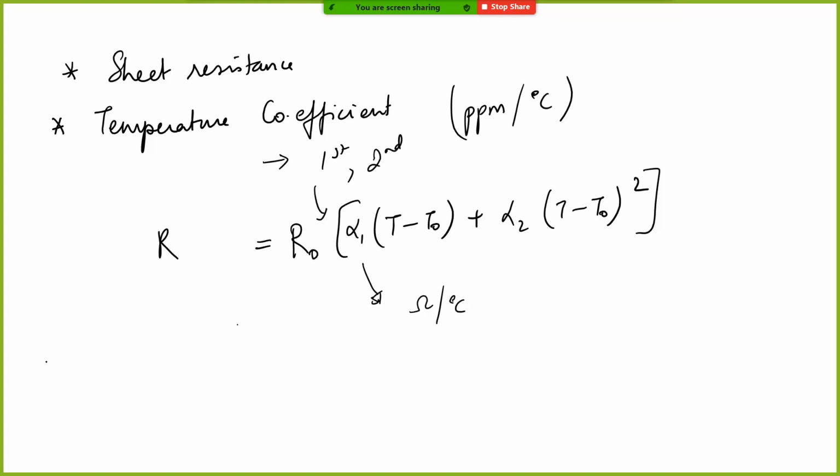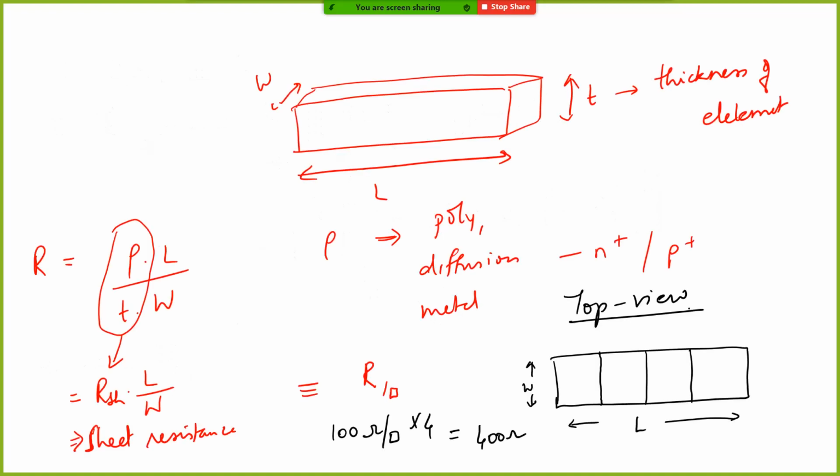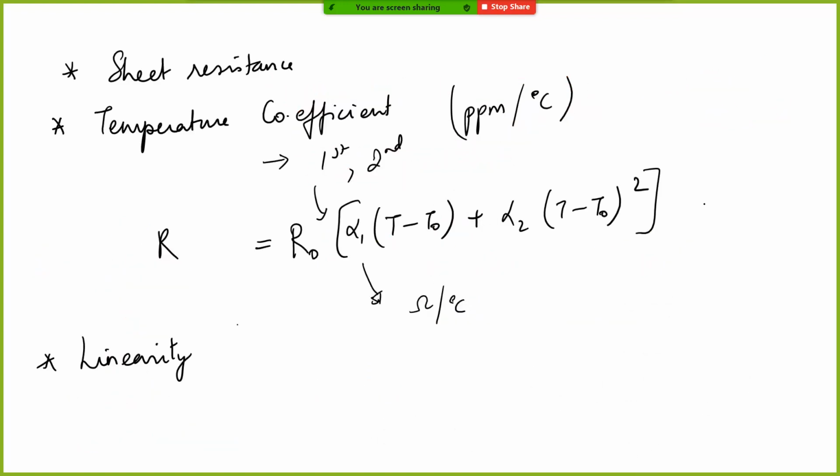Another thing that we are concerned about is linearity. Now, all of you might say, a resistor is a linear element, so why do we talk about linearity of resistors? An ideal resistor is linear, that is true. But when you look at a real resistor, made of, let's say, poly or diffusion, it will have some voltage dependent parameters.